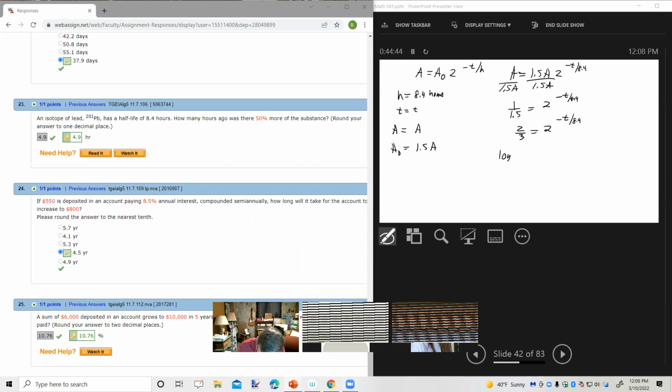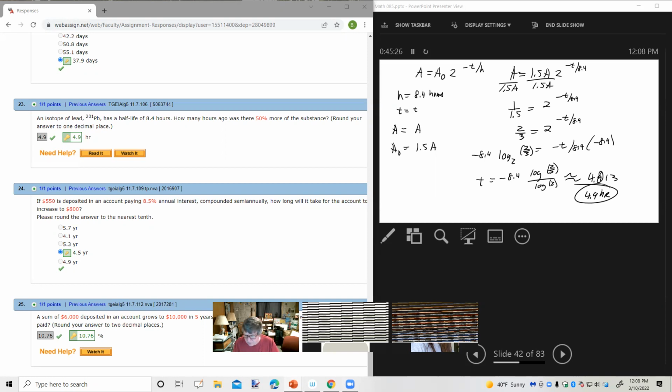So then I get log base 2 of 2/3 equals negative T over 8.4. Multiply both sides by negative 8.4. T equals negative 8.4 log of 2/3 divided by log of 2. And let's see what we get. Negative 8.4 log of 2/3 divided by log of 2. And it comes out to 4.913. So to the nearest 10th, 4.9 hours.